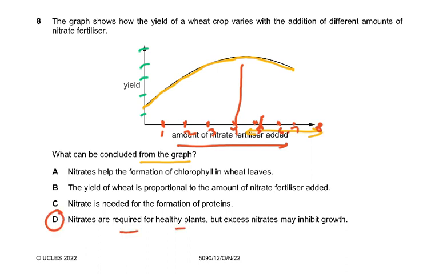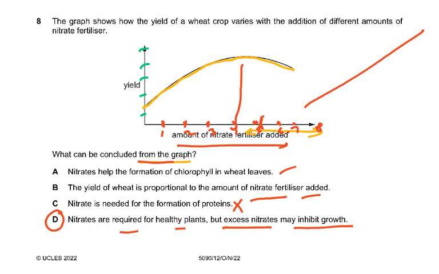Nitrates are required for healthy plants, but excess nitrates may inhibit growth. So it is decreasing the crop yield. Now, why is this wrong? Do nitrates help the formation of chlorophyll in the wheat leaves? That's nothing from the graph. We can't tell that from the graph. The yield of wheat is proportional to the amount of fertilizer. Well, then you should have got a linear correlation graph. Nitrate is needed for the formation of proteins. Well, that doesn't show in the graph.